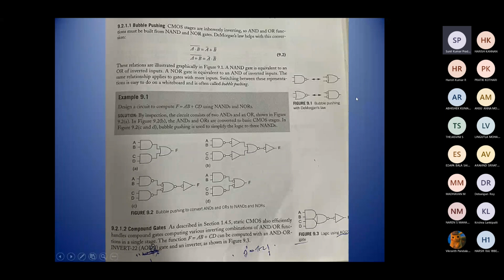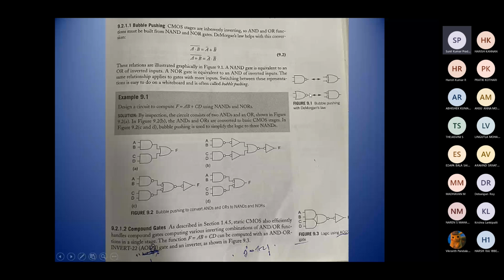Okay, AND of inverted inputs. So please note that this NAND gate or NOR gate, these are all equivalent here. Either you can represent the NAND gate this way, or you can represent the NAND gate this way also. The other way around, we can consider that this NAND gate is actually OR of inverted inputs. Similarly, this NOR gate is actually AND of inverted inputs.